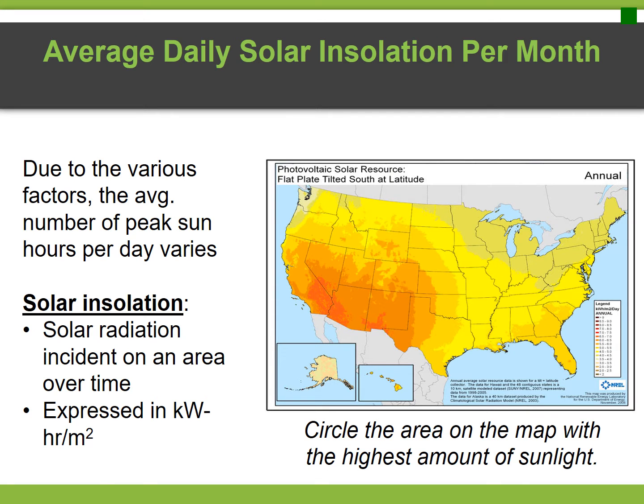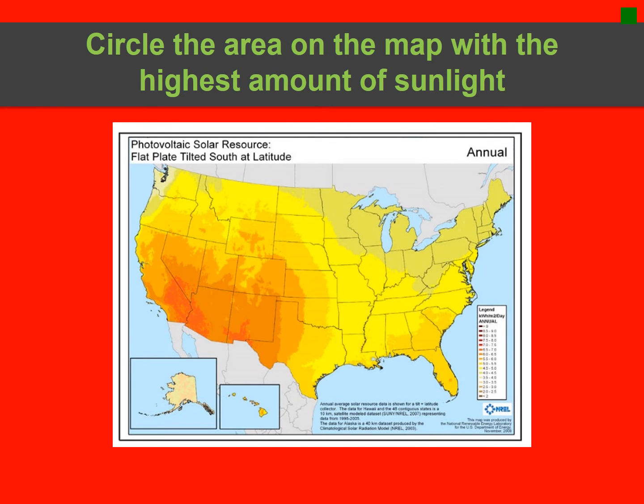All right. So this shows the average daily insolation per month. What insolation is basically how much sun radiation covers a given area per hour. Okay, so looking at this, circle the area of the map with the highest amount of sunlight. I think that's actually on the next slide. Yep. And so looking at your key, which is down here, the reds are more sunlight, whereas the browns and yellows are least sunlight. So the highest area would be where our deserts are, which makes sense.